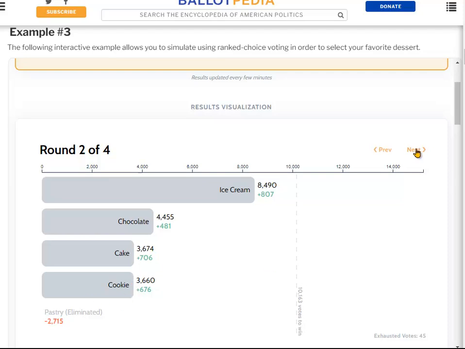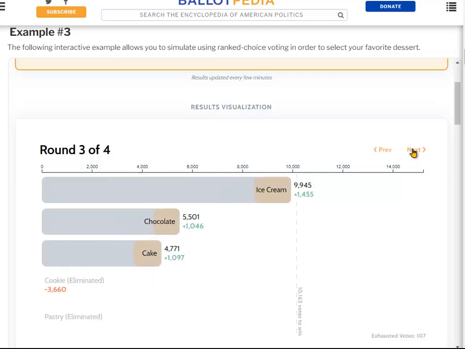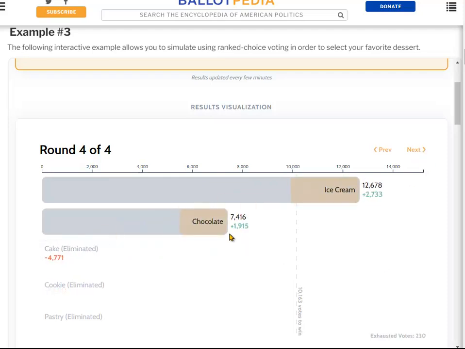Now cookie is being eliminated. So let's see what happens here. And there we go. Ice cream still is not at the majority here. They're still short of 50%. So now cake is being eliminated, and a lot of them go to both. And now ice cream actually has one. They don't give us the percentage here, they just give us the total number. All right, and that's it for this one. And of course, you record your own results.